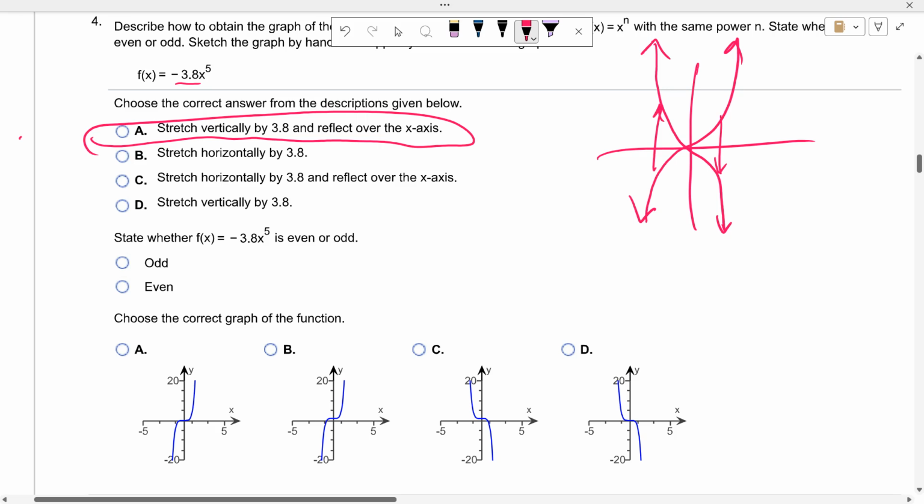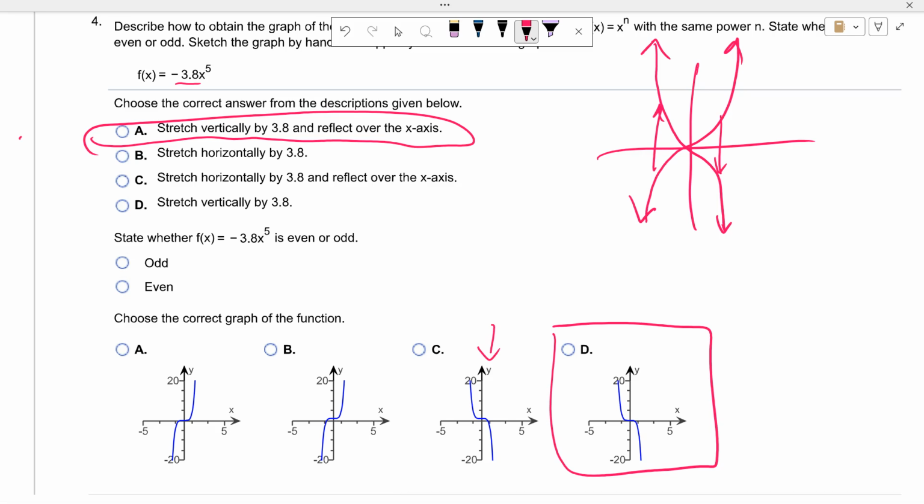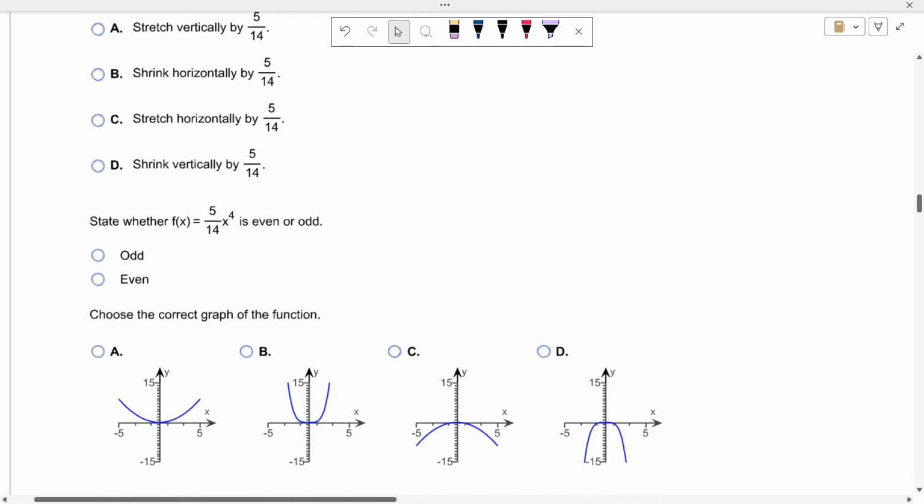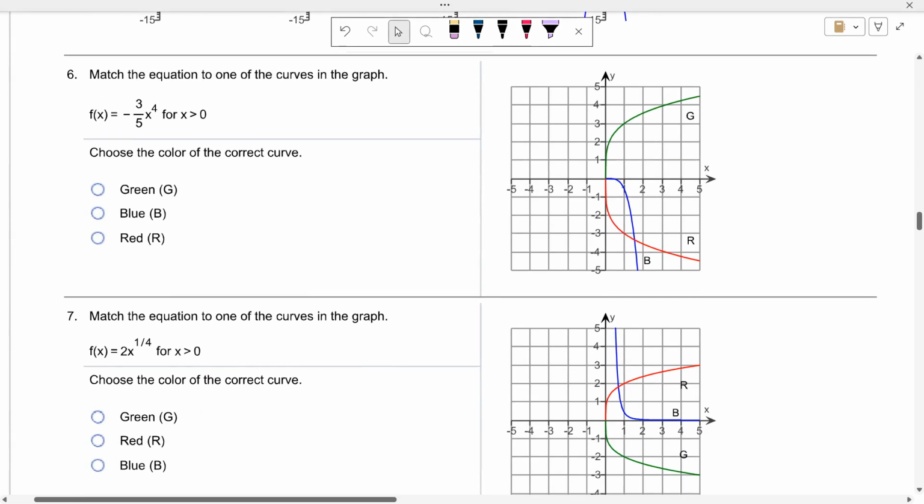So what does it look like? Well, it looks like choice D. Because this one, it moved up 1, and it's not supposed to do that. Even or odd function? Odd function because it has an odd power. Okay, so that one's similar to one we've had before.